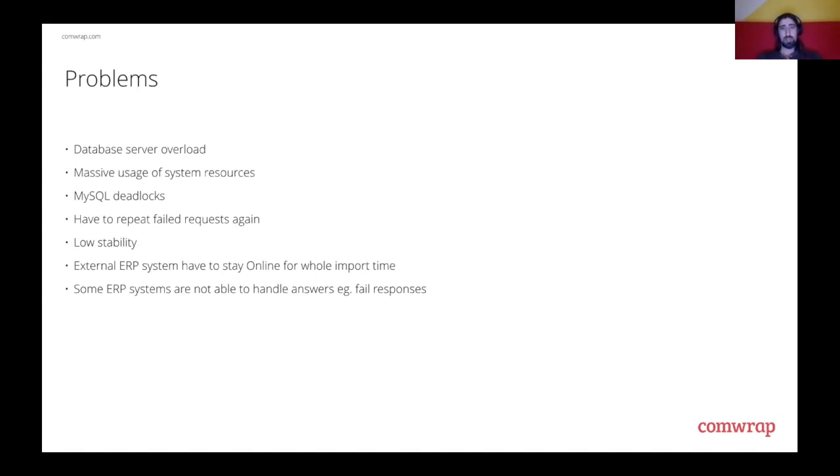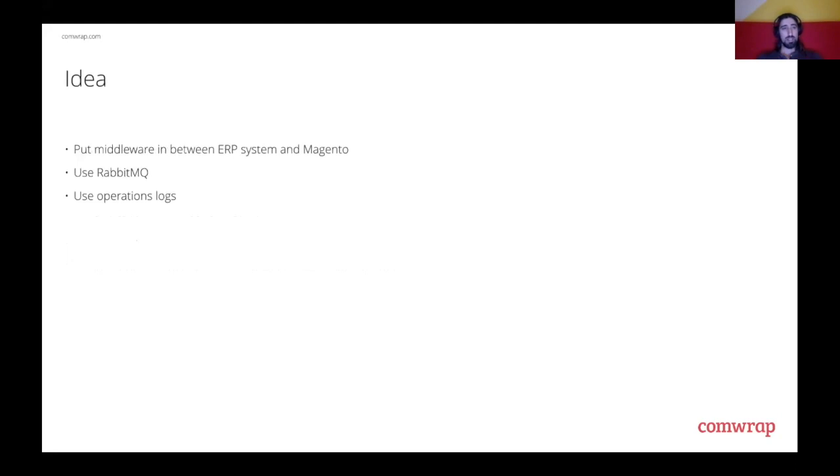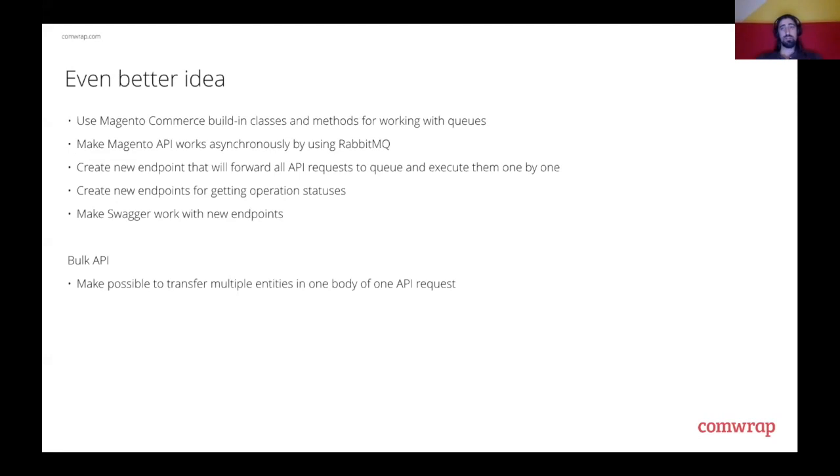So we tried to find a better solution, and the idea was to put a middleware between Magento and the ERP system. This middleware got all requests coming to the Magento API and pushed them to a queue. In this case we used RabbitMQ, which executes them one by one, and all products went through. I guess this workflow is still up and running after the last half year, and we never had a problem with it. After this, we got an even better idea.